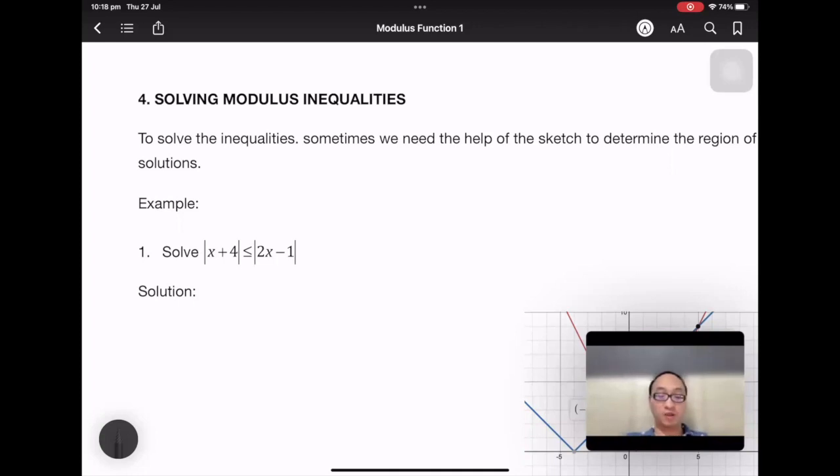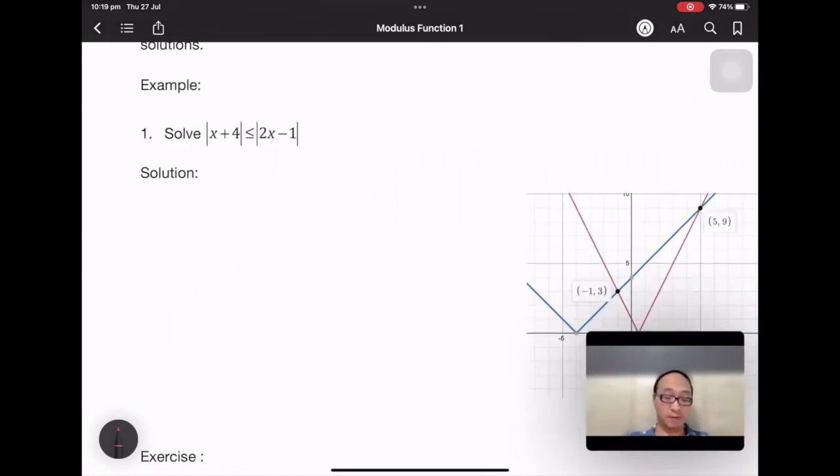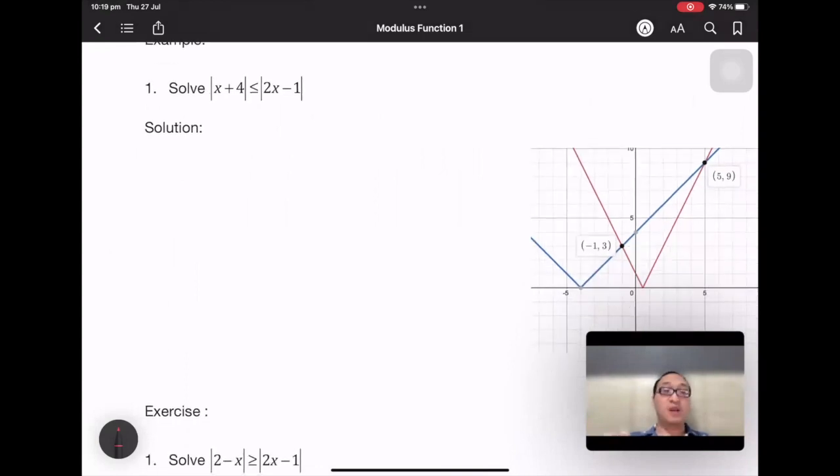Solving modulus inequalities. To solve the modulus inequalities, we can use the same method as solving the modulus equation. So we can use the sketch and also the algebra method. But sometimes the sketch can help us to determine the region easily. So let's see the example. The absolute value of x plus 4 is smaller than or equal to the absolute value of 2x minus 1.